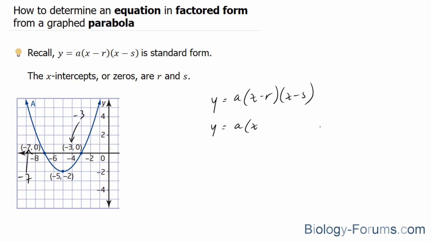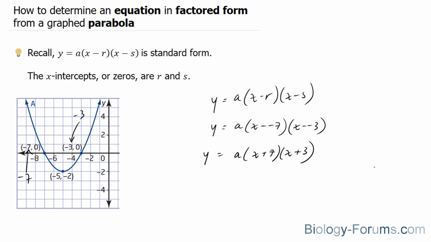Now, before I continue, just be careful. There is a minus here, so when you apply this -7, it becomes positive. And similarly, there is a minus right there, so that becomes positive as well. I'm going to simplify this. Y is equal to A(x + 7)(x + 3).